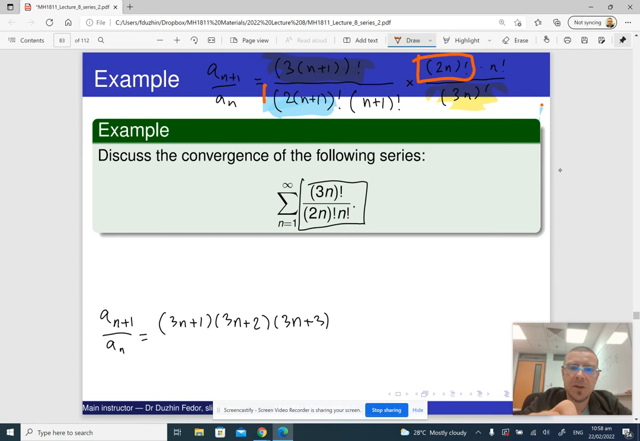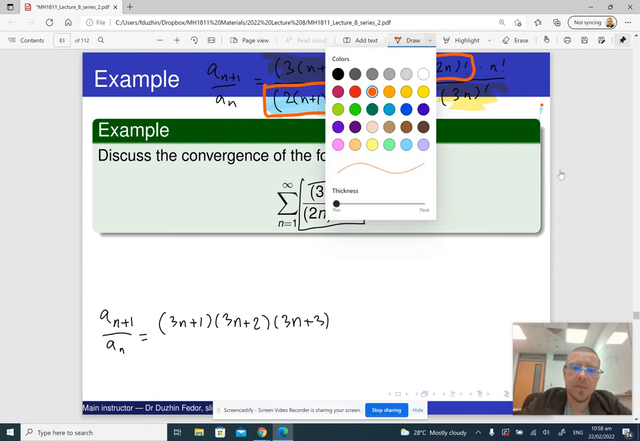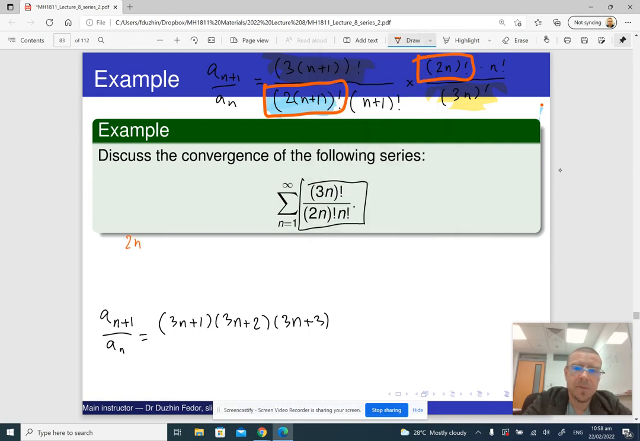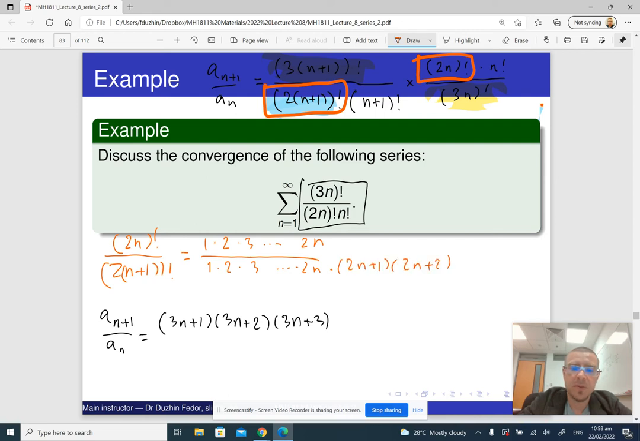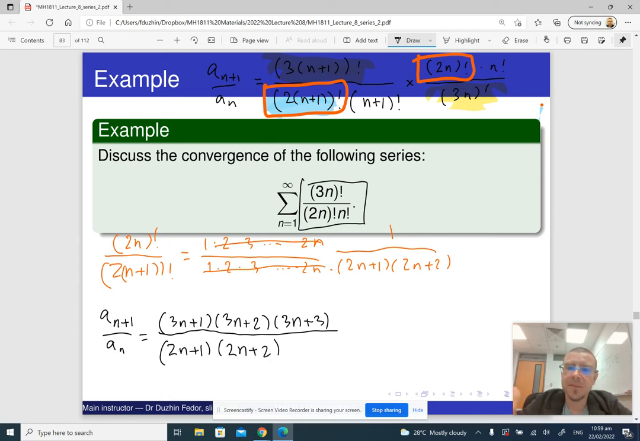So 2n factorial here and 2n plus 1 factorial here. So what is it? So 2n factorial divided by 2n plus 1 factorial. So the numerator is the product of numbers from 1 all the way to 2n. And the denominator is going to be the product of numbers from 1 all the way to 2n times, there's going to be two more terms, so 2n plus 1 and 2n plus 2. So this will cancel out. So the remaining part is just 2n plus 1 and 2n plus 2, and it should be in the denominator, right? So this is going to be 2n plus 1 times 2n plus 2. All right.